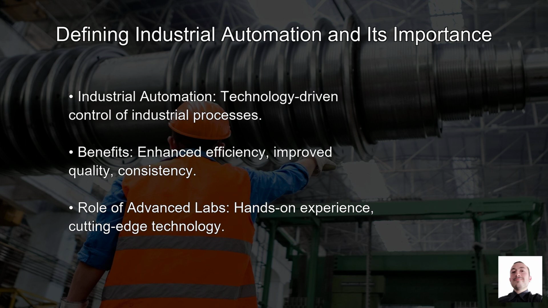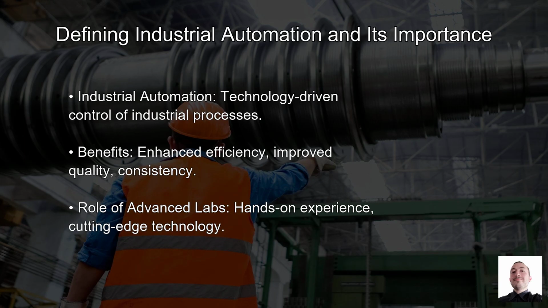Welcome to an exciting journey into the world of industrial automation. Imagine a factory floor where machines operate seamlessly, enhancing efficiency and precision. This is the realm of industrial automation, a critical component in modern manufacturing. It involves the use of technology to control and optimize industrial processes, reducing human intervention and increasing productivity.